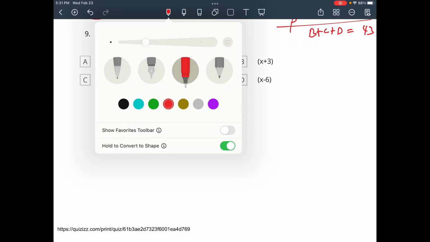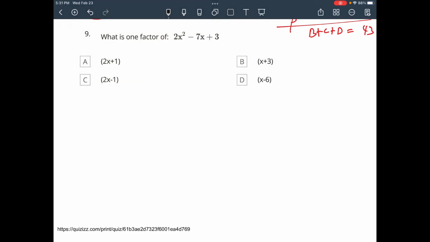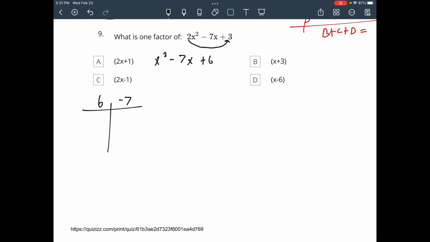Number 9. What is one factor from here? When the number is not 1 in the front, multiply it to the end. X squared minus 7x plus 6. Make a table. 6 over here, negative 7 there. And that will give us negative 1 times negative 6, because negative 1 plus negative 6 is negative 7.